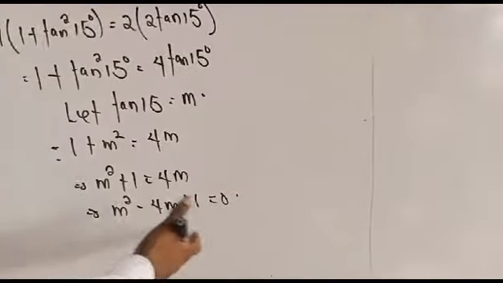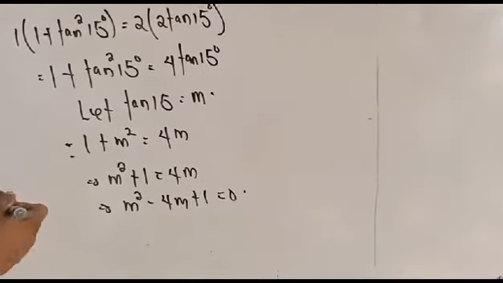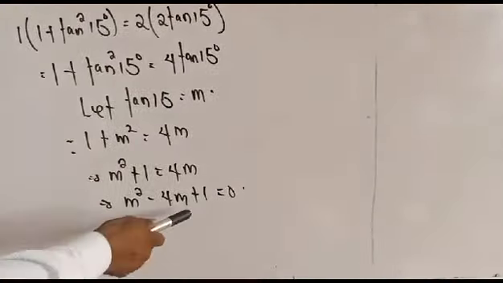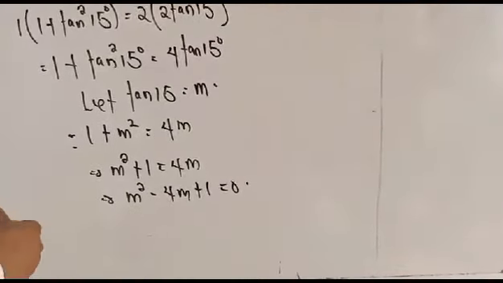So what we have is a quadratic expression, although we can't factorize this. To factorize means we have two numbers: if we multiply the two numbers, we have positive 1, and if we add the same two numbers, we have negative 4. There's no factor of such.